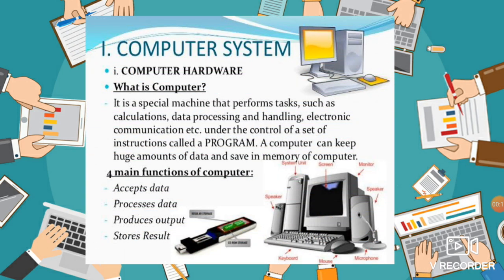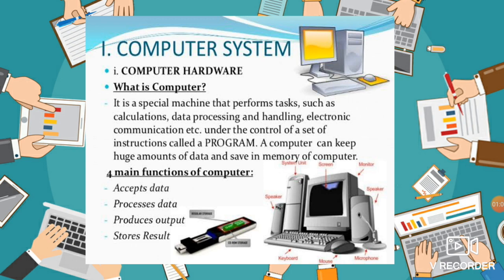Now, when we talk about computer, the very first thing which comes to our mind is, what is a computer? So, computer is a special machine that performs tasks such as calculation, data processing and handling, electronic communication, etc., under the control of a set of instructions called a program. So, computer is a machine which takes input from us, processes the data, produces the output, provides it on the screen and stores the result.